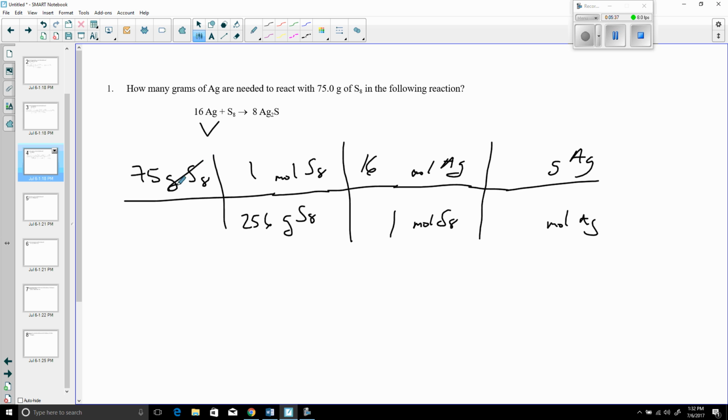And as we look back, we can make sure that all of these things cancel. These units cancel, and they do. Whoops, those two cancel. Moles of silver cancel. But 1 mole of silver has a molar mass of 108 grams. So we simply plug that in our calculator. 75 times 16 times 108, and we divide by 256. And you should get something like 506.25 grams of silver.